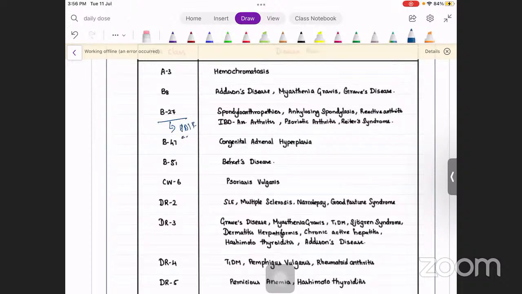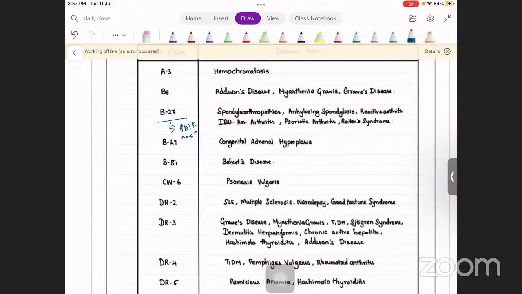Psoriatic arthritis, ankylosing spondylitis, inflammatory bowel disease, and Reiter's syndrome, or reactive arthritis. Any of these you can call it. So spondyloarthropathies, ankylosing spondylitis, reactive arthritis, inflammatory bowel disease associated arthritis, psoriatic arthritis, and Reiter's syndrome are all associated with B27.